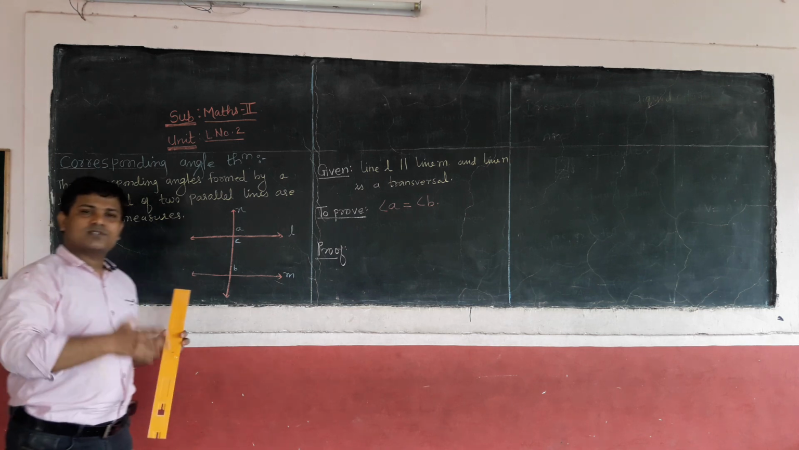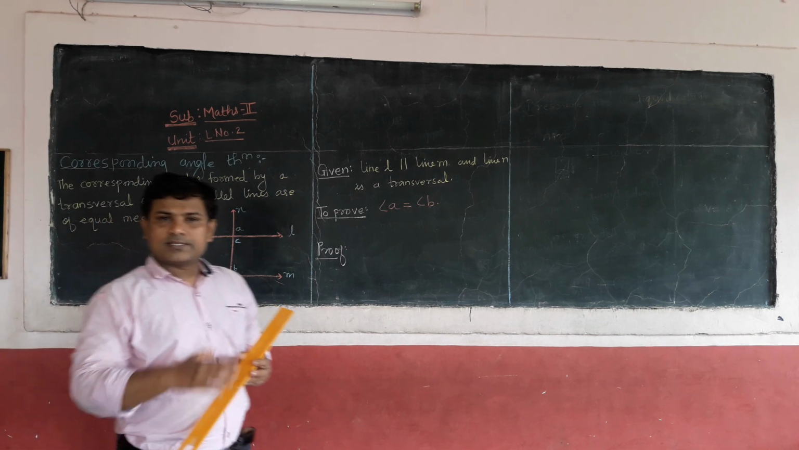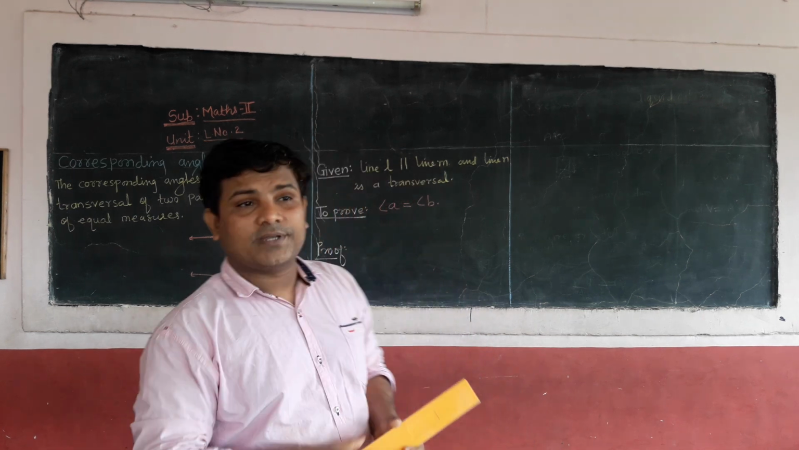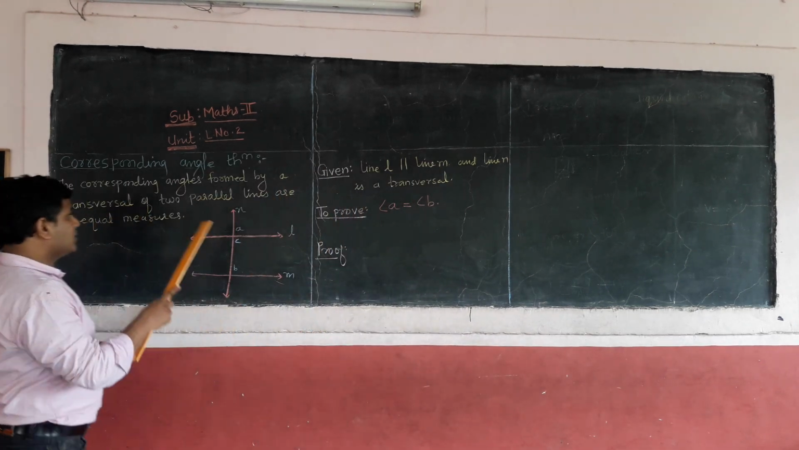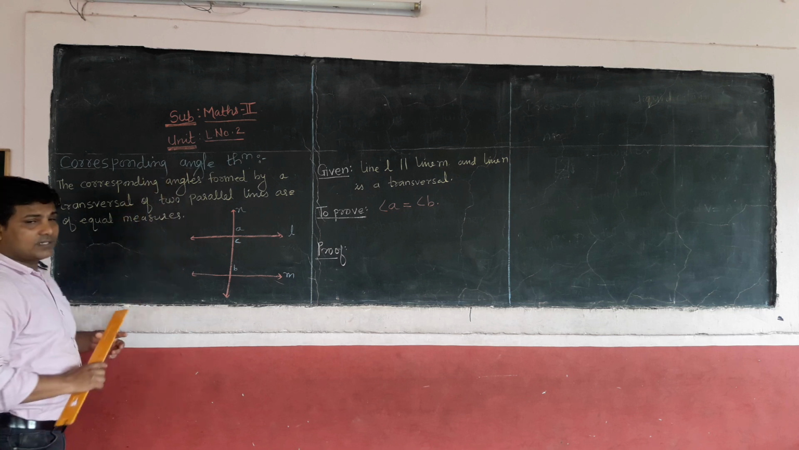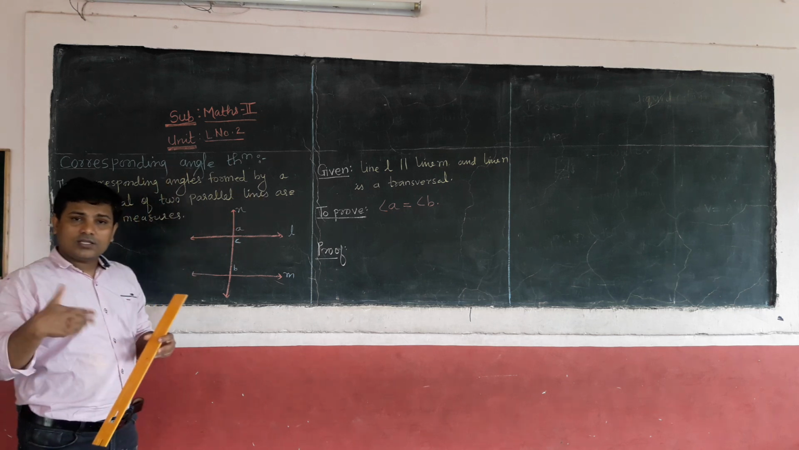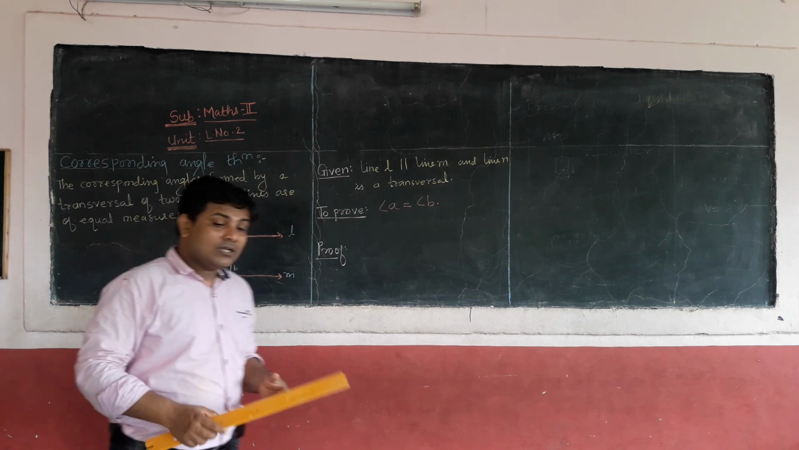How many pairs of corresponding angles are formed there? Just in the last lecture, we have learned how many angles are formed there. Total 4 pairs are formed. Okay. So if the corresponding angles are formed by two parallel lines, we are going to prove that their measures are equal. They have equal measures.